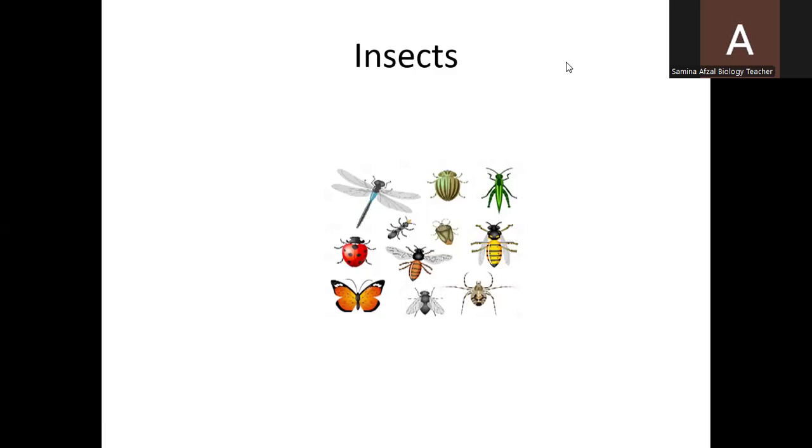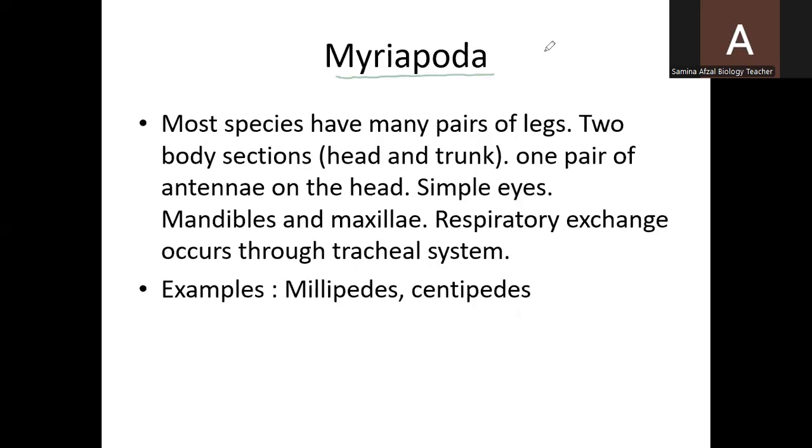The second class which we are going to discuss is Myriapoda. Most species have many pairs of legs. In insects there were only three pairs of legs, but Myriapoda have many pairs of legs. They have two body sections only, the head and a very long body part. They have one pair of antennae on the head, simple eyes, and mandibles and maxillae, which are both mouth parts.